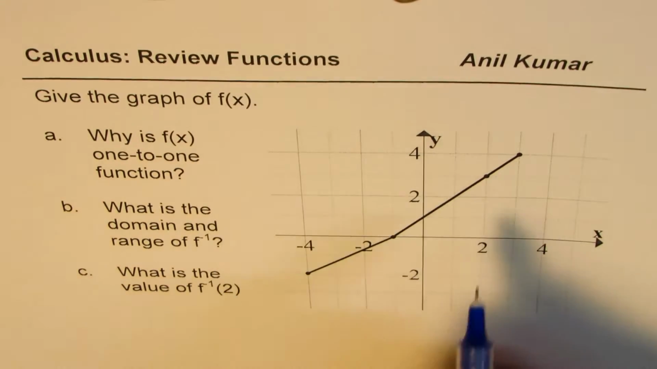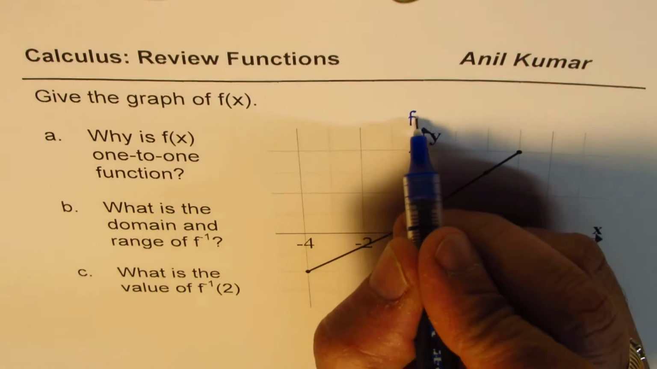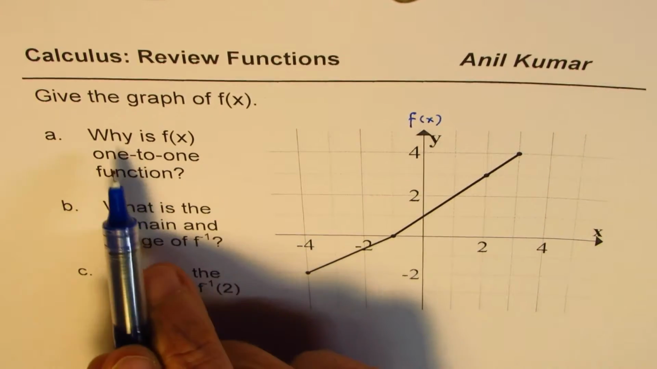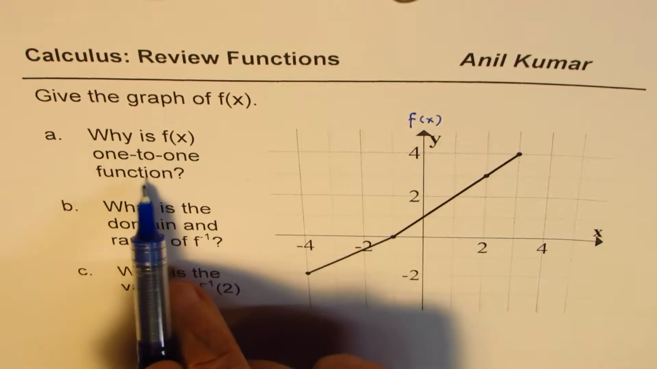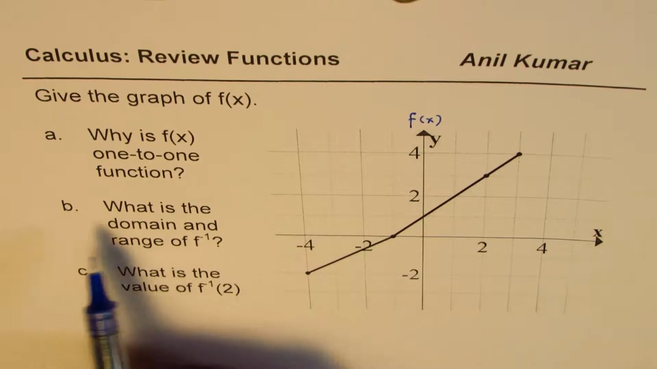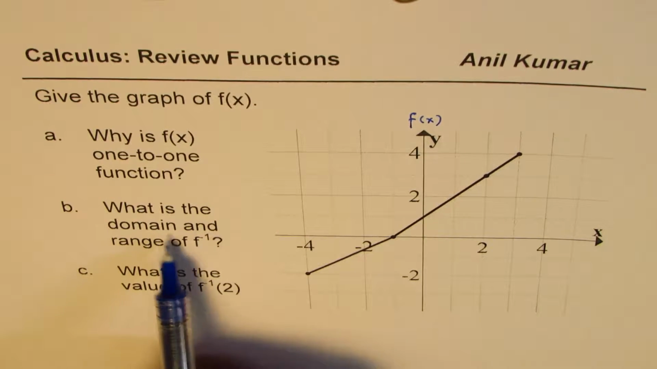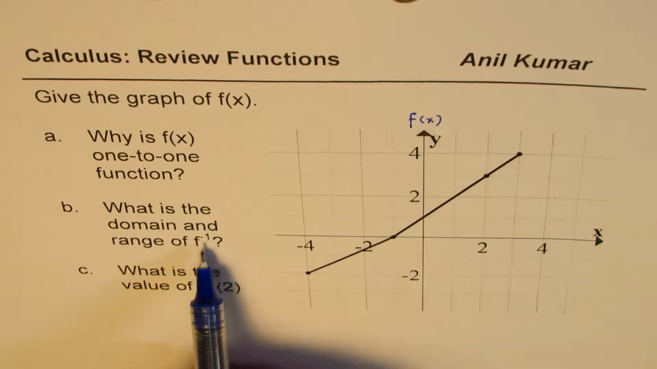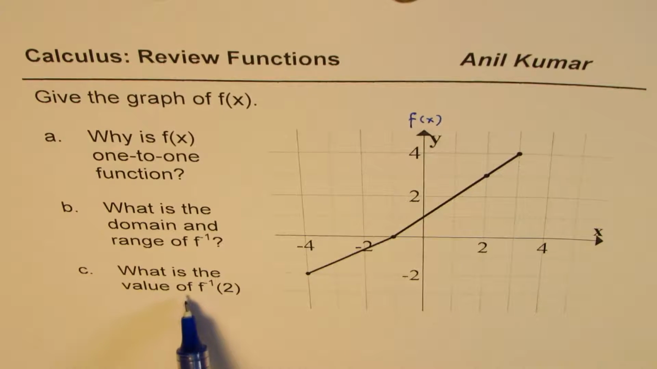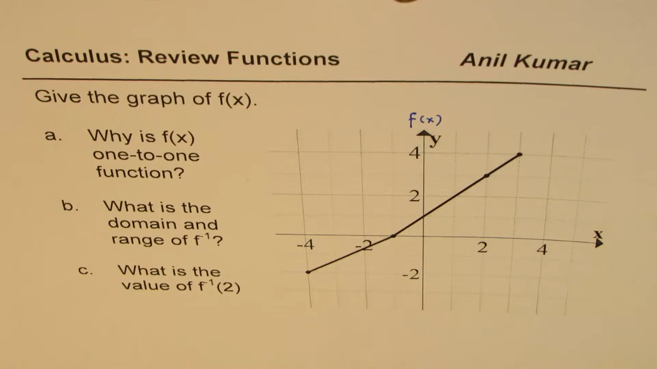Given the graph of f of x, so this is the graph of f of x. Why is f of x a one-to-one function? That is the first question. Part B is, what is the domain and range of f inverse? What is the value of f inverse 2? You need to answer these questions. You can pause the video, answer the question, and then look into my suggestions.